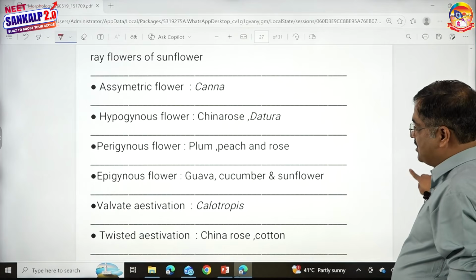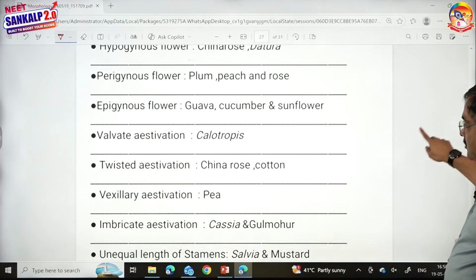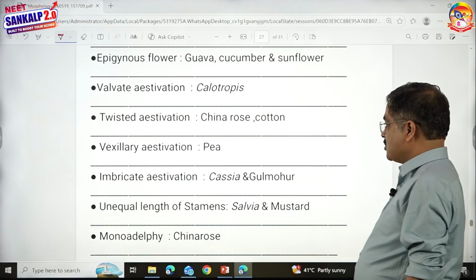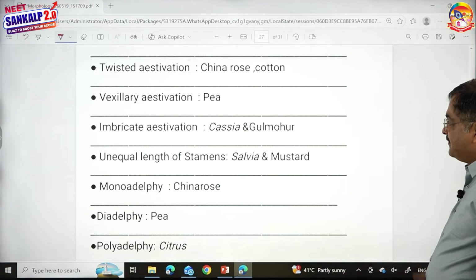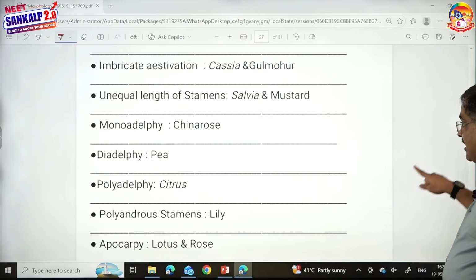Hypogynous; perigynous: plum, peach and rose; epigynous: guava, cucumber, sunflower. Valvate aestivation: calotropis. Twisted aestivation: china rose and cotton. Vexillary aestivation: pea. Imbricate: cassia and gulmohar. Unequal length of stamen: salvia, not salvinia, and mustard.